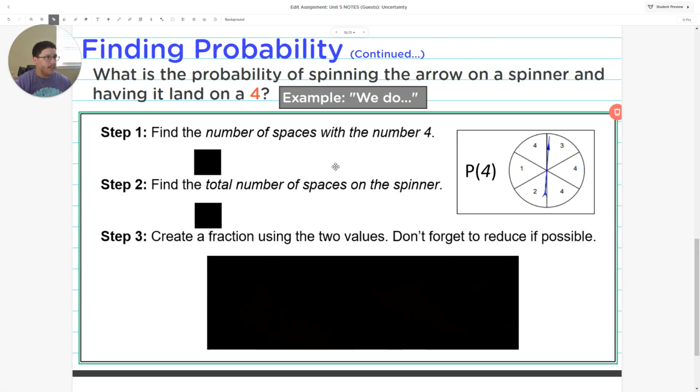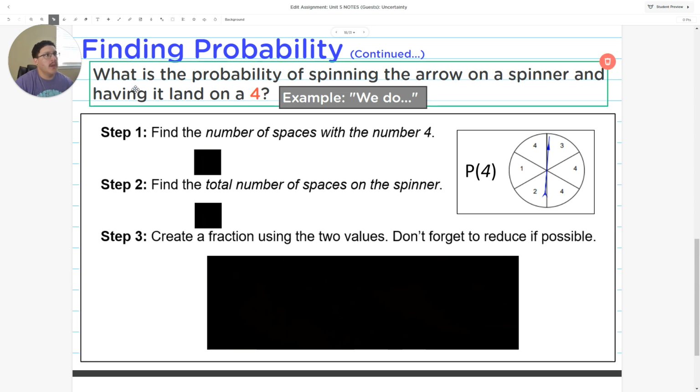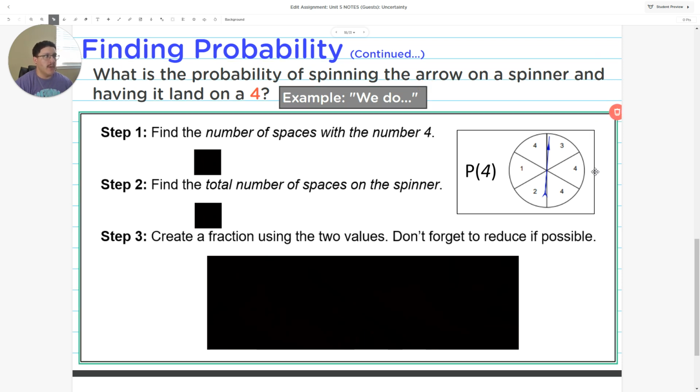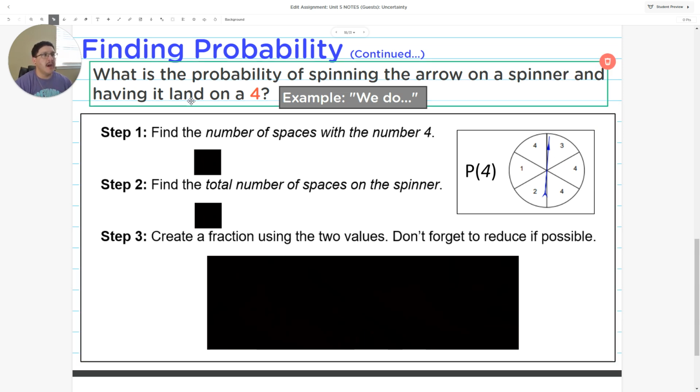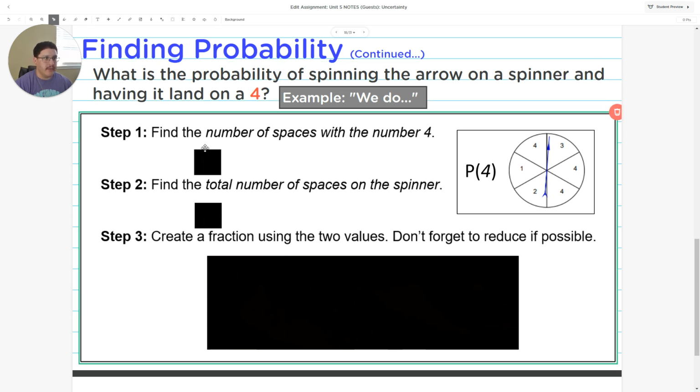Okay, another example. Except if we were in class, we would do this together. But since this is a video, I'm just gonna go through it with y'all. What is the probability of spinning the arrow on a spinner and having it land on the 4? So we have a picture of a spinner right here. And on the spinner, you have 1, 4, 3, 4, 4, 2. You have 6 individual slices with certain numbers being repeated. And we want to figure out what the probability of landing on a 4 is.